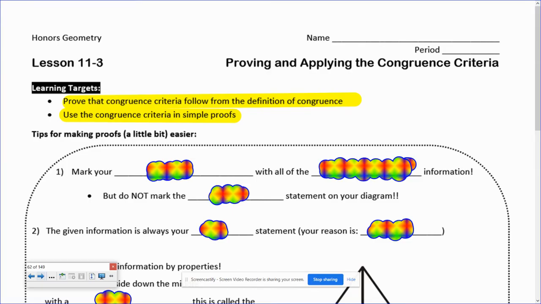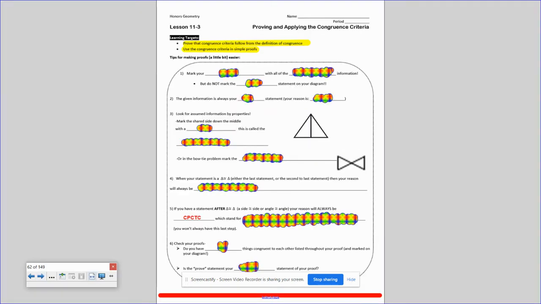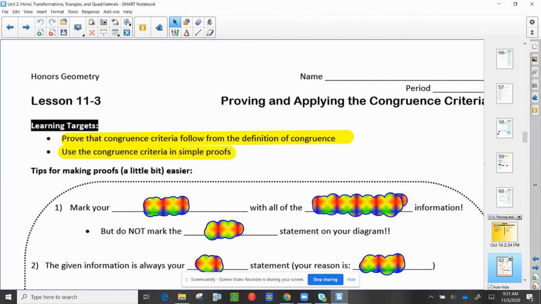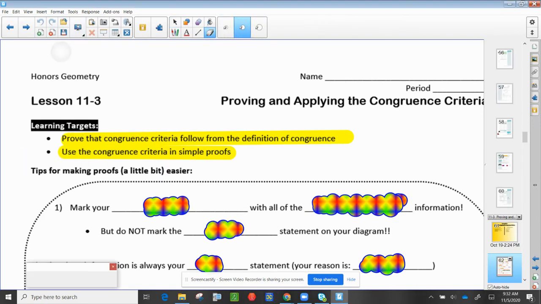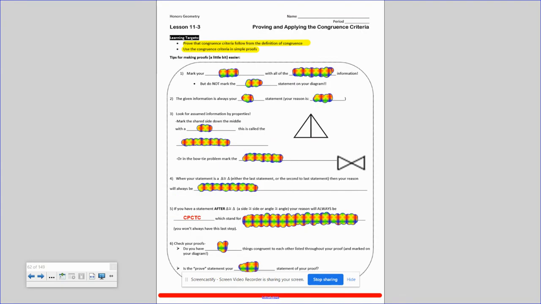Okay, so we're going to prove congruence using our definitions and things we've learned from the past. And then we're also going to use it to answer some questions at the end. So at the beginning here, I made you guys a little cheat sheet for how to do the proofs for these triangle problems.